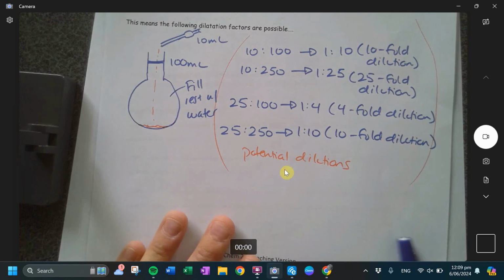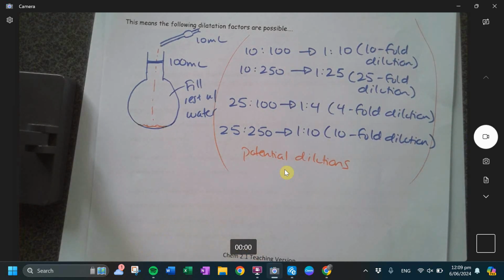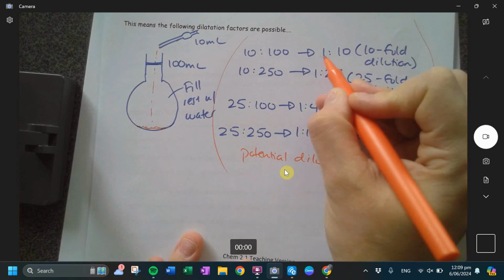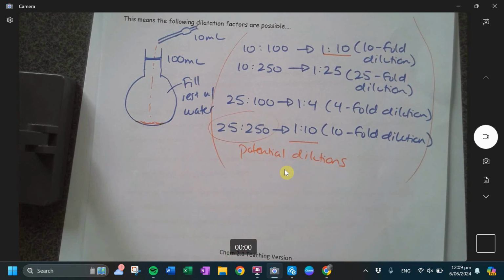There we go. So do you see how I have two that work for the 10-fold? Let me grab a different color. So this one's 10-fold and this one's 10-fold. Is there a preference to which one I use? No. Whatever one you use, just make sure you justify it. I personally would go with this one because it makes more solution.